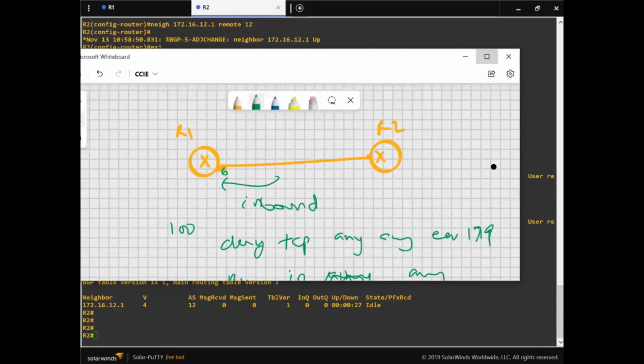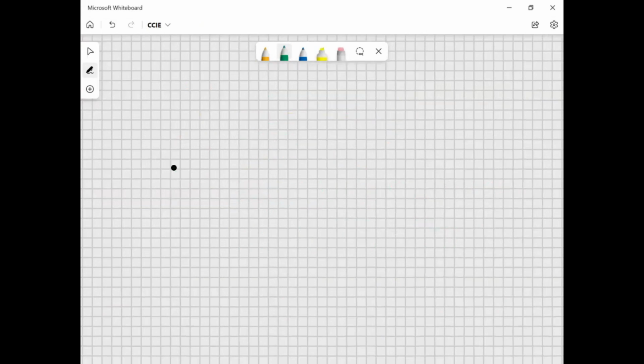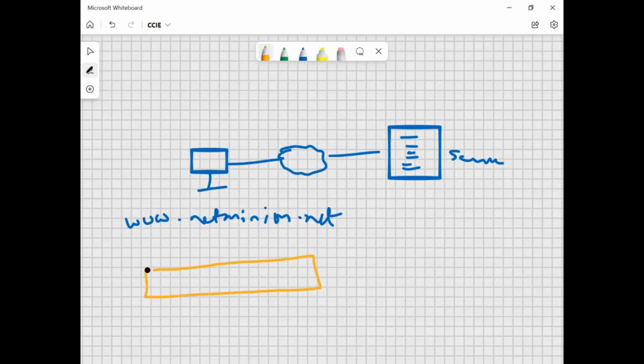Let me tell you by asking a question first, because that question will clear all of your doubts. You are accessing www.netminion.net. Your request is going from the cloud somewhere to the NetMinion server, right? But I am not interested in that. I just want to know what the packet would be. In the packet, what would be the source IP? What would be the destination IP? What would be the source port? What should be the destination port?